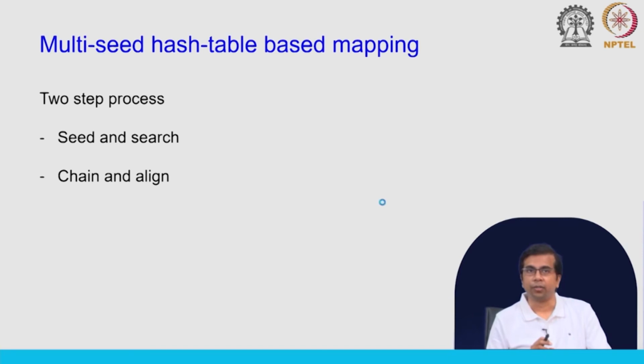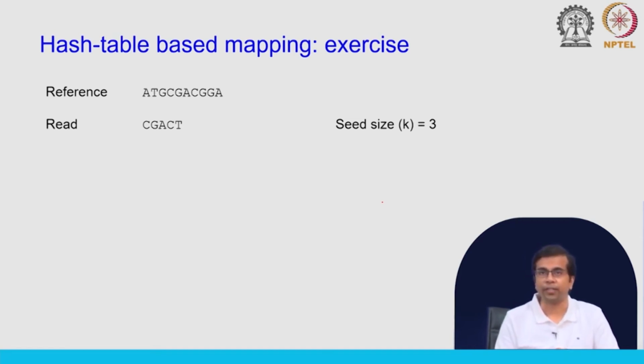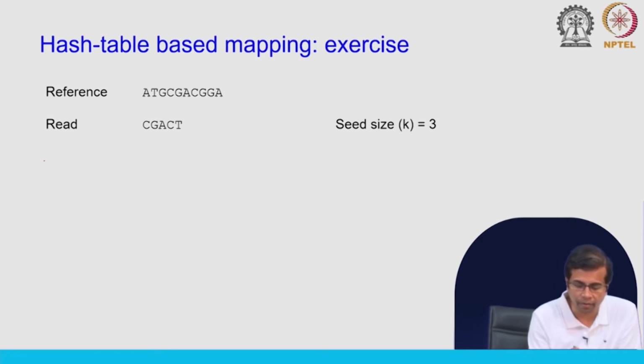Okay. So, let us look at another exercise. Let us take this example and illustrate how we will find this read position in the reference genome. Also, the seed size is given, k equals 3. So, let us build those seeds from the reference stored in the hash table, and then we will also generate the seeds from the read, and we will try to find them in the reference hash table. Okay. So, let us do that for reference.